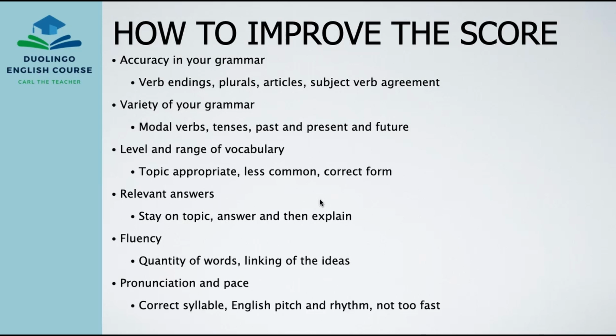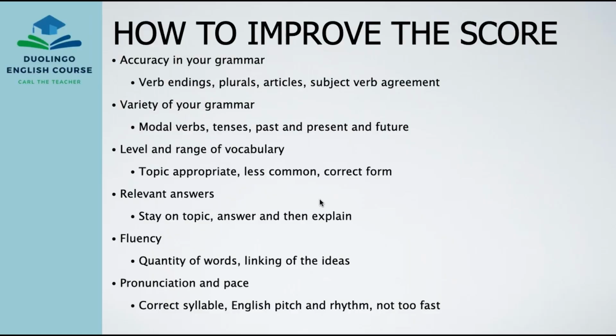Pronunciation and pace. So having the correct syllable. So in terms of the speaking the number of syllables that there are in a word. So for example, let's go back to happy. Happy, 2. Happily, 3 syllables. Having good English pitch and English rhythm and not speaking too fast. If you're nervous, sometimes you can speak too quickly. Most people are guilty of that. Make sure that's not you.